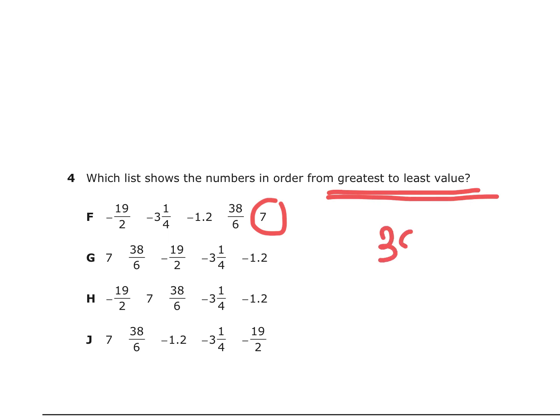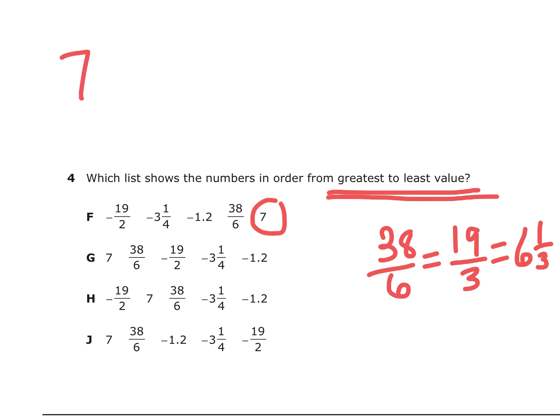Well, 38 over 6, if I reduce by 2, is the same thing as 19 over 3. 19 divided by 3 is 6, remainder 1. That is actually 6 1/3. So 7 is larger than 6 1/3. So I'm going to say 7 is the largest, and then 38 over 6 is the second largest, because those two are positive. And then if you look at your answer choices, it cannot be F.